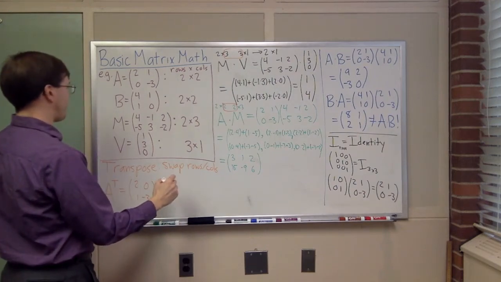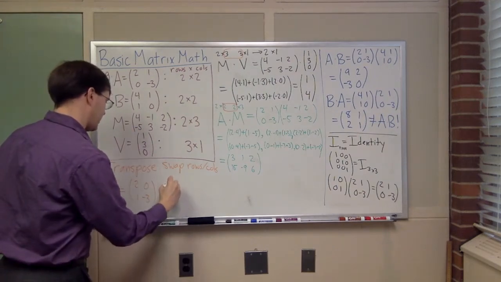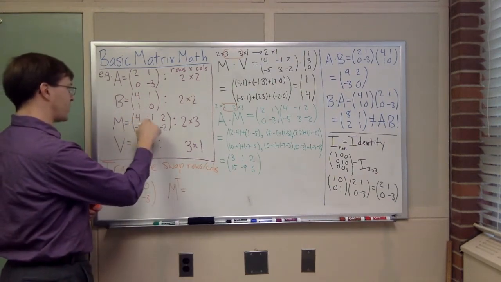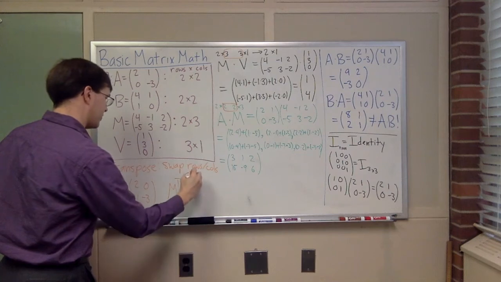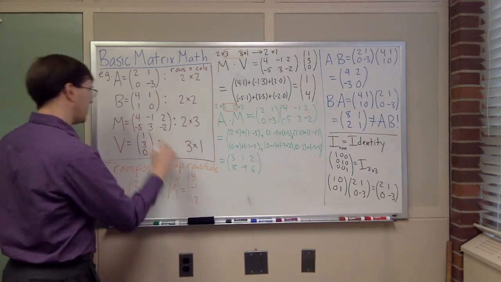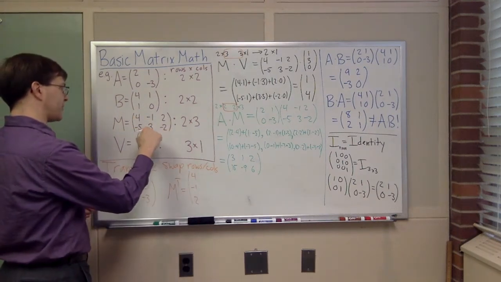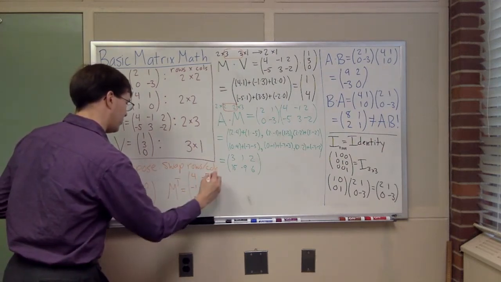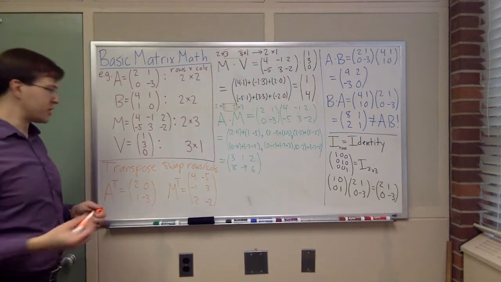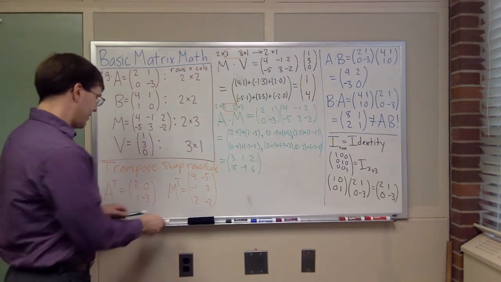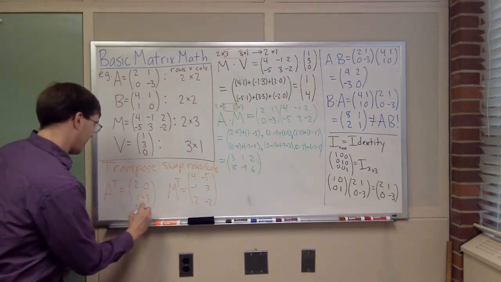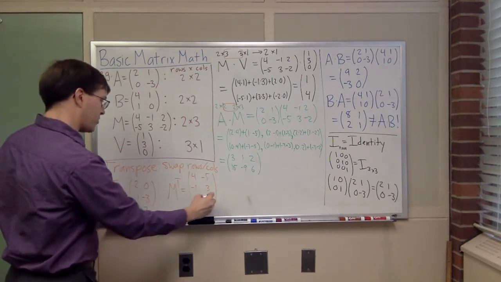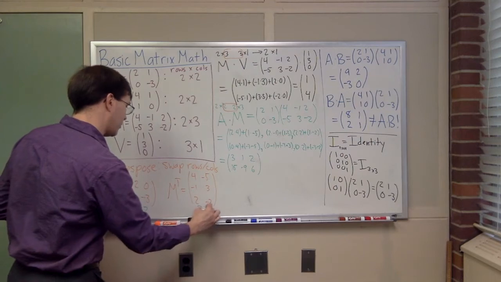Or M transpose is going to be, when I read across, I get 4 minus 1, 2, so that becomes vertically 4 minus 1, 2. And my next row becomes my next column, minus 5, 3, minus 2, minus 5, 3, minus 2. And there's my M transpose. Notice, incidentally, that while A was still 2 by 2, because it started as 2 by 2, this one becomes 3 rows, 2 columns. This is now 3 by 2.